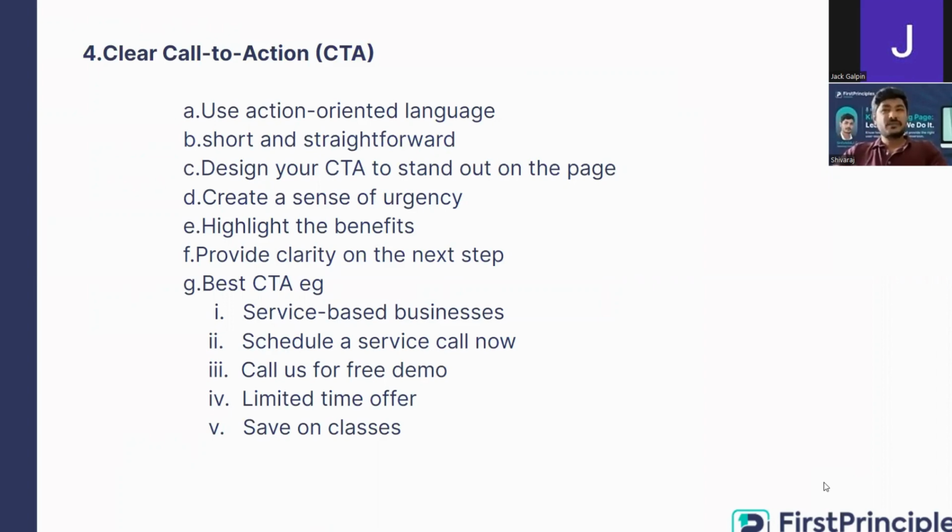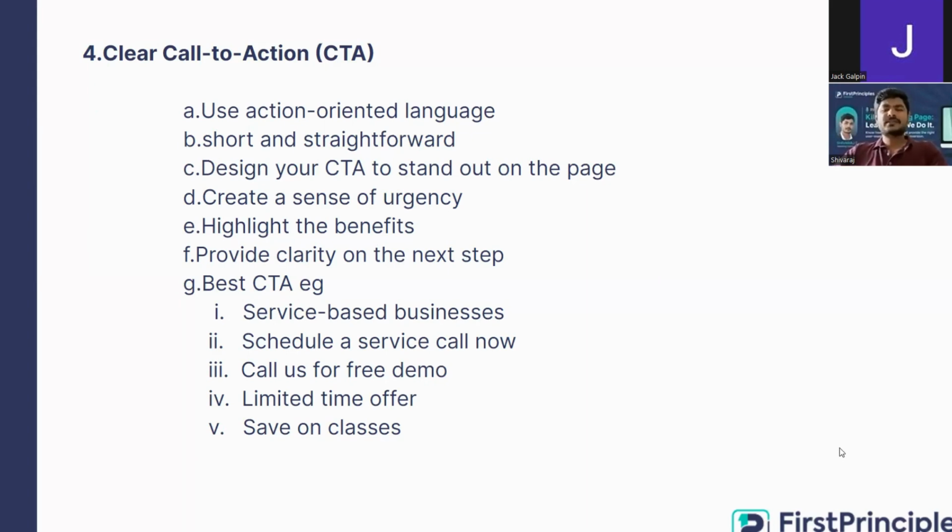Create a sense of urgency. Creating a sense of urgency pushes the viewers to click on it and see what is going to happen. And sometimes you can highlight the benefit within the CTA itself. That is very useful, and it provides clarity on what is going to happen in the next step once the person clicks, right?